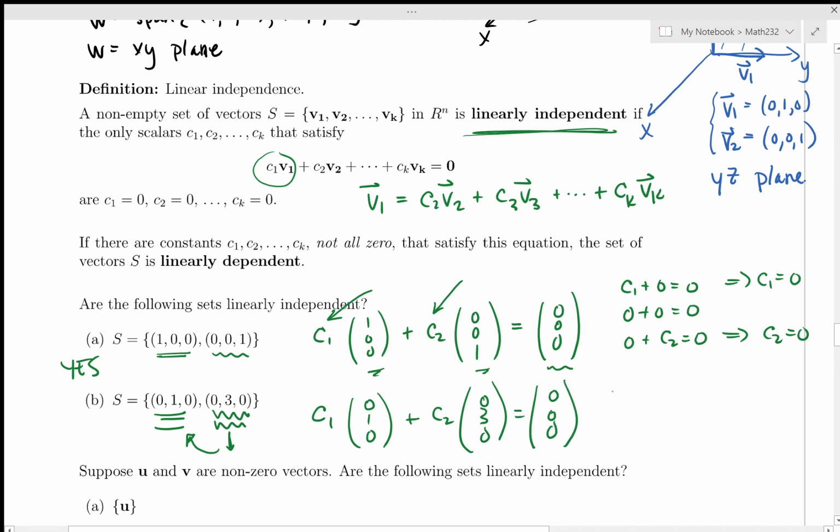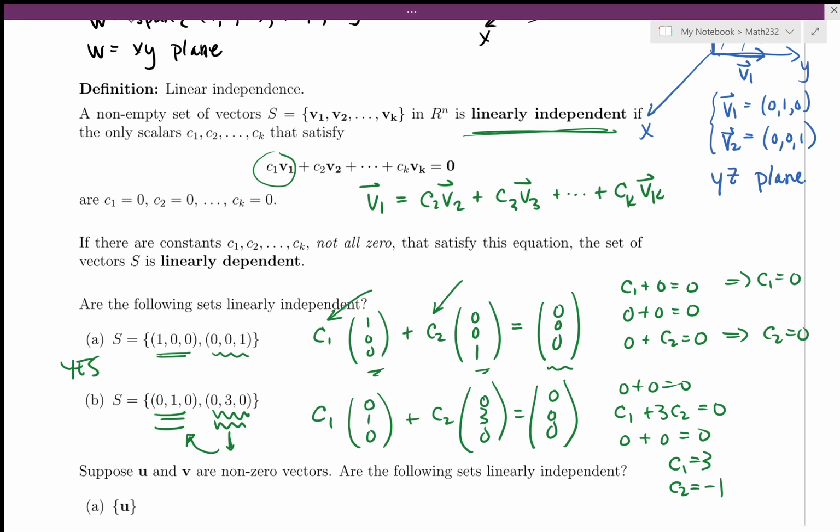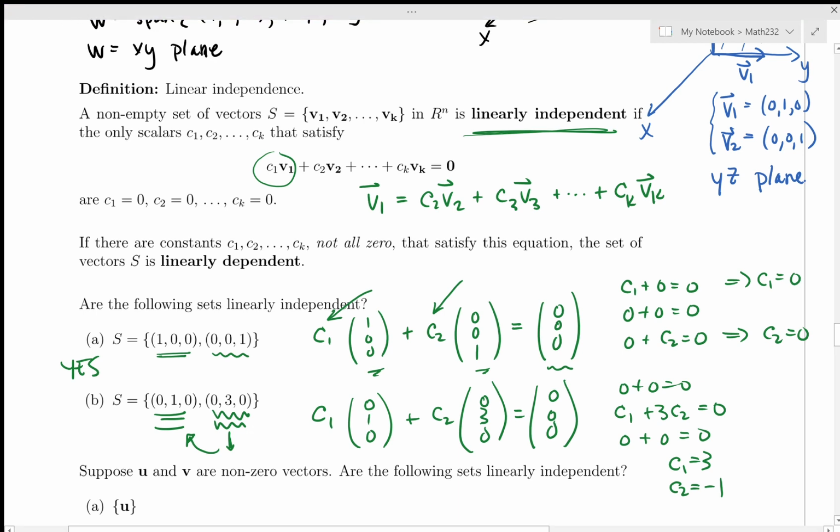And I see from the first equation here that 0 plus 0 is 0. That doesn't get me anywhere. Oh, now I see that C1 plus 3C2 has to be 0, and 0 plus 0 has to be 0. So easily I can see that I could, for example, take C1 equal to 3 and C2 equal to -1. And then when I put that value in here, I'm going to take C1 and put it to 3, and I'm going to take C2 and put it to -1.